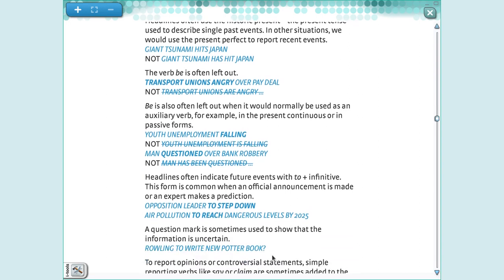A question mark, look here, the question mark is sometimes used to show that the information is uncertain. So air pollution to reach dangerous level by 2025, if I put here the question mark, it's like uncertain. Rowling to write new Potter book, to write, future, and here the question mark is like, is it true? Is it going to happen? I'm not sure.